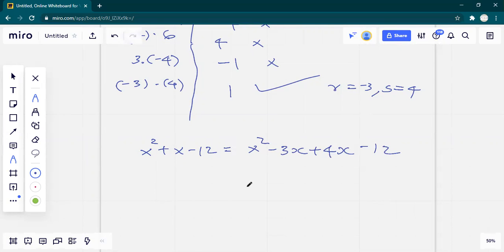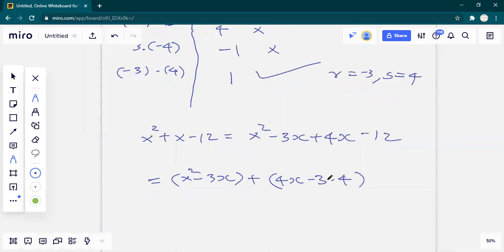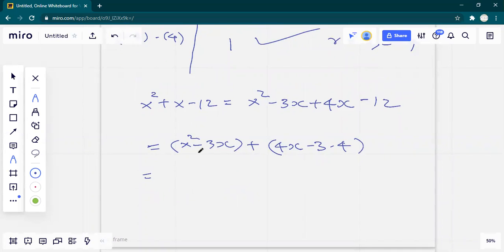Okay, now let's group the first two terms, x squared minus 3x plus 4x minus 12. The 12 can be factorized, negative 3 times 4. So the 4x minus 3 times 4. Okay, now let's factorize x squared minus 3x by taking x outside of the first two terms. X times x minus 3 plus, you can factor 4 from these two terms. 4 times, remaining term is x here, remaining term here is negative 3.